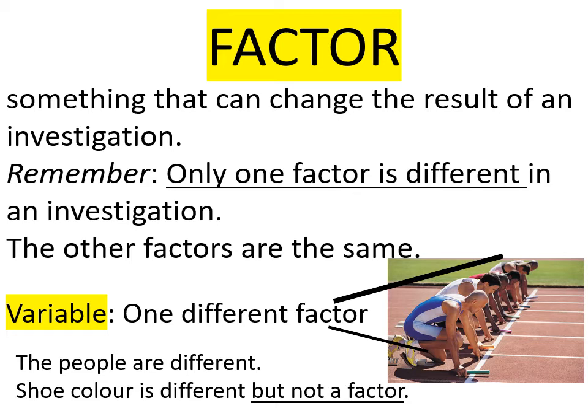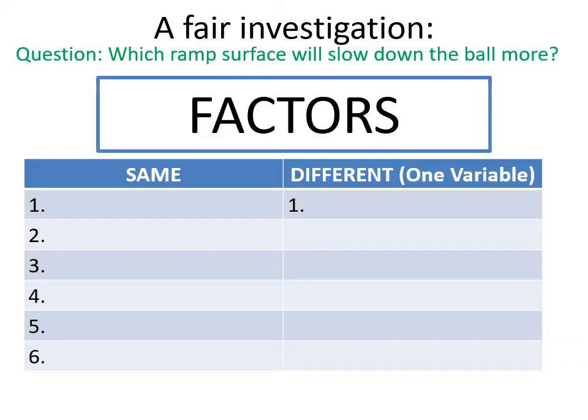For example, in a race, everything is the same except the people. Now, the shoe color might be different, but this is not a factor that affects who wins the race. We talked about how to make a ramp experiment investigation a fair one, which factors needed to be the same and which was the one variable that needed to be different.